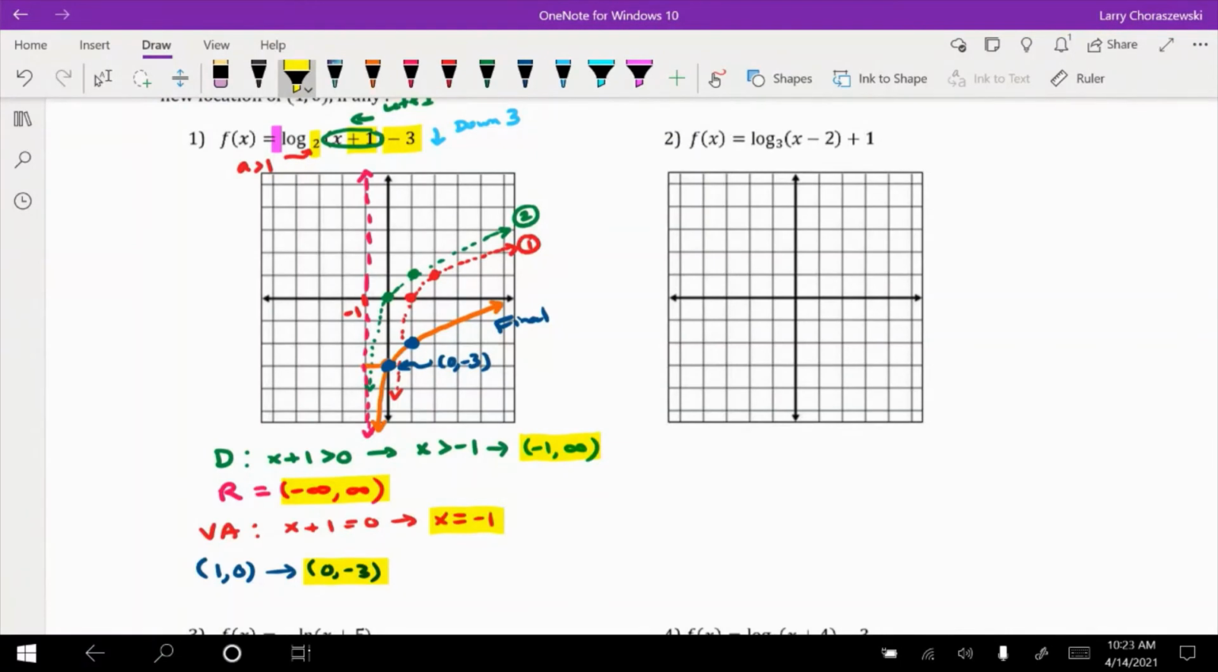All right, let's see how we did. The base is greater than 1 again. It'll go through the point (1, 0), and (a, 1), which in this case would be (3, 1). No minus sign in front of the log, but we are subtracting 2 inside the argument. So think opposite here. It's going to be right by 2. I'll take each of these points, move them to the right by 2.